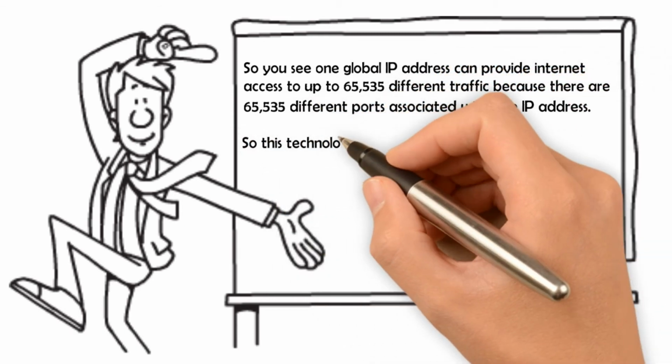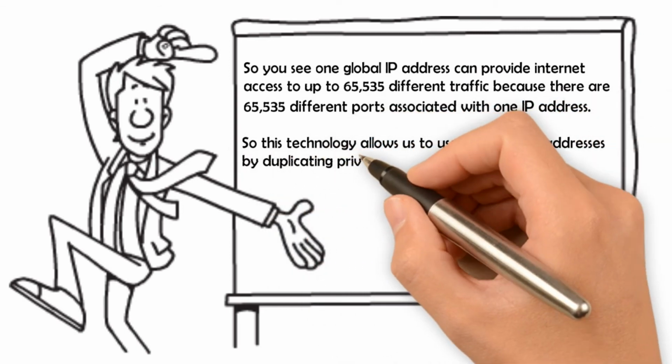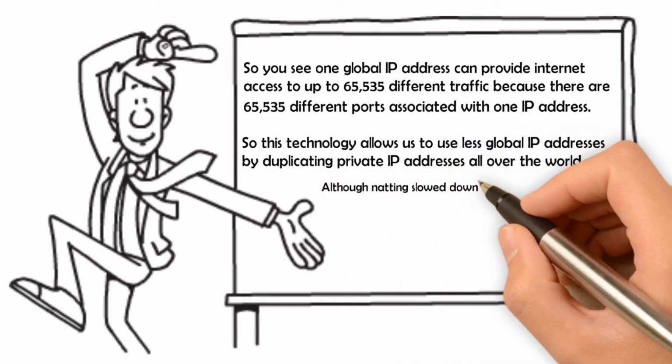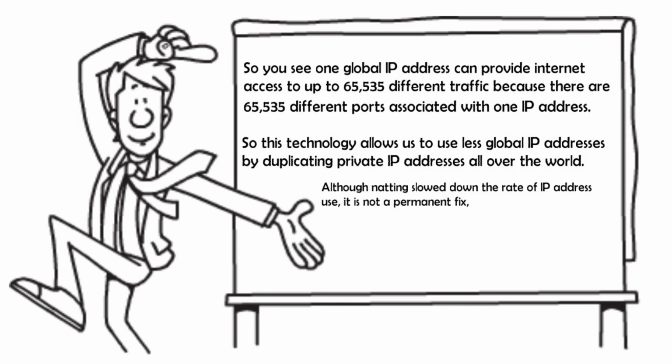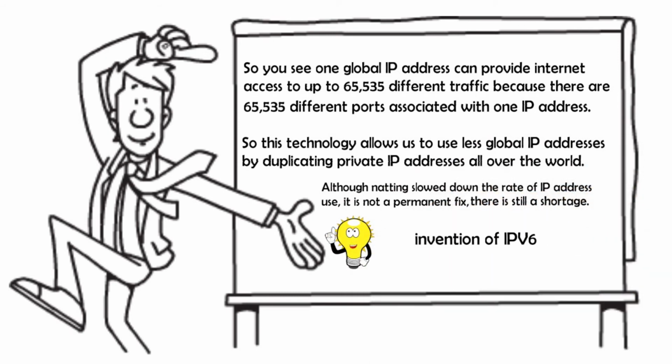So the PAT technology allows us to use fewer global IP addresses by duplicating private IP addresses all over the world. Although NAT has slowed down the rate of IP address use, it's not a permanent fix. There is still a shortage. The permanent solution was the invention of IPv6.